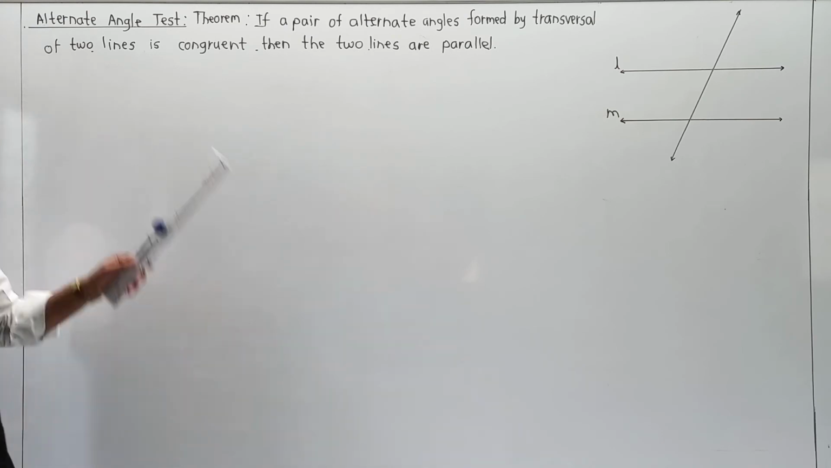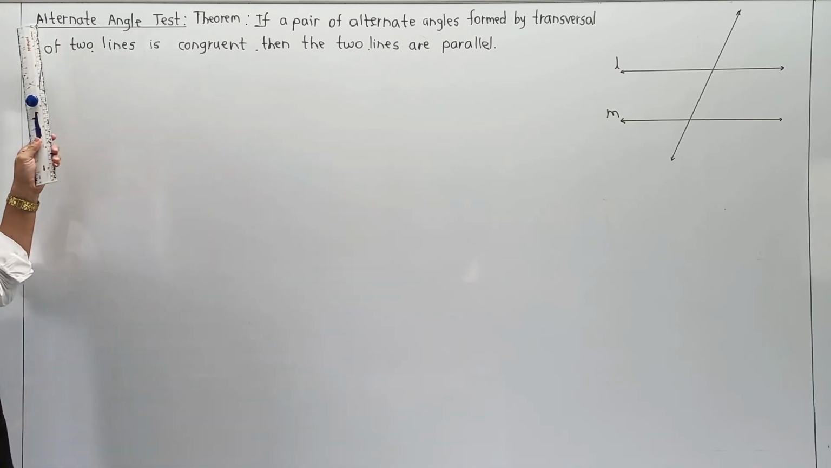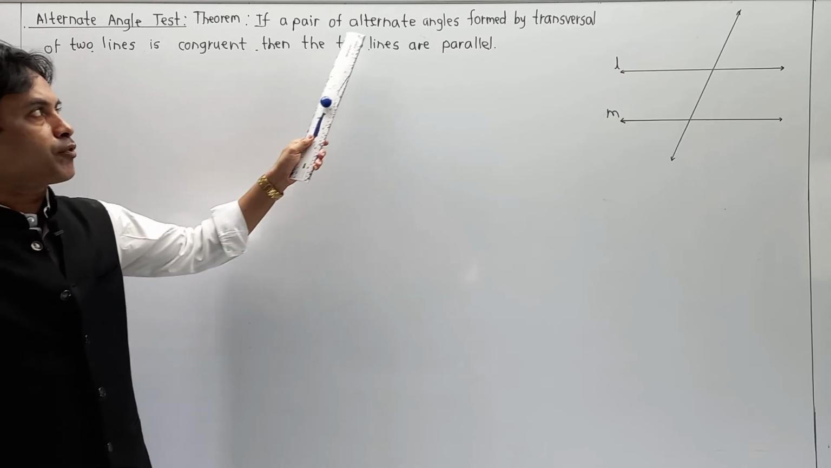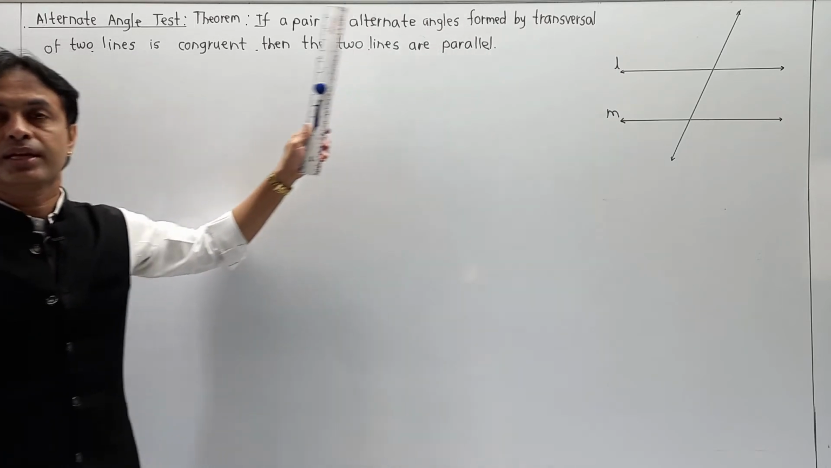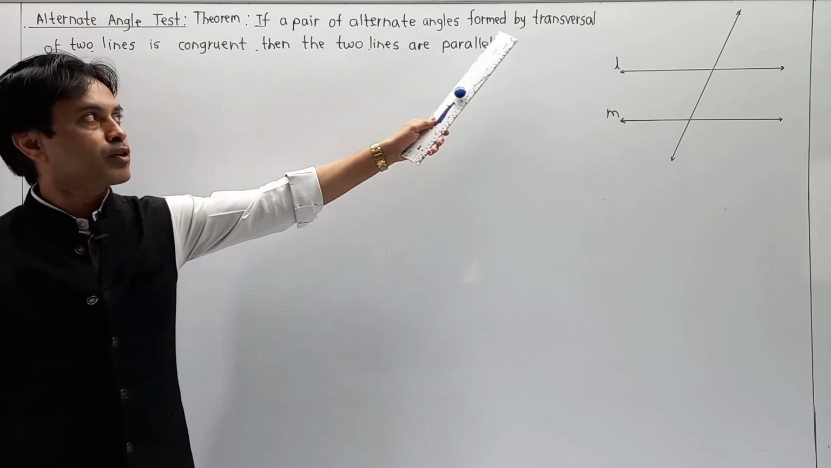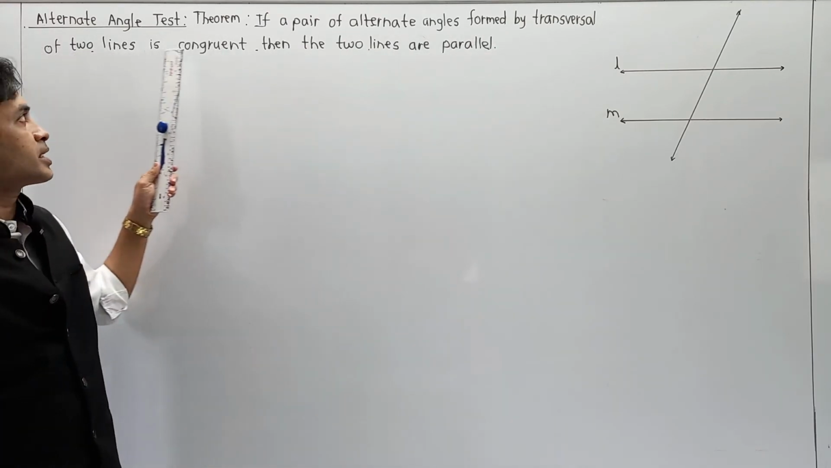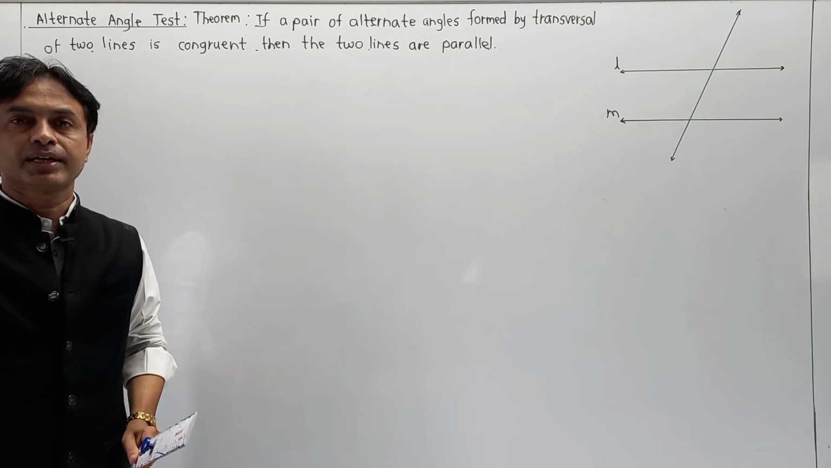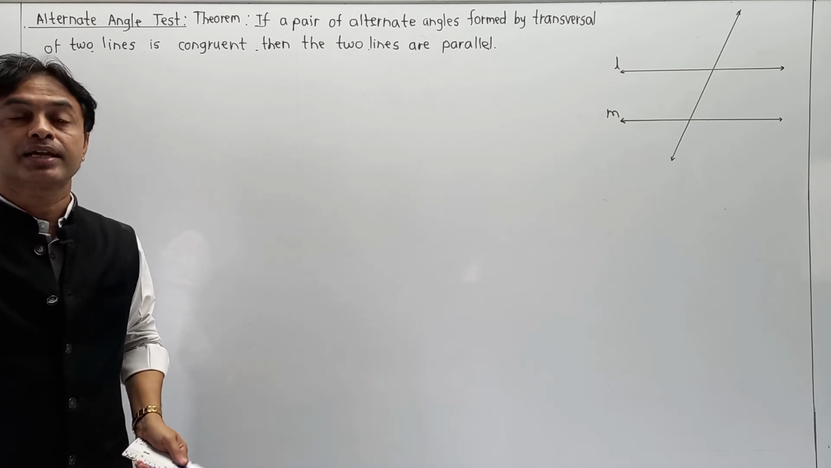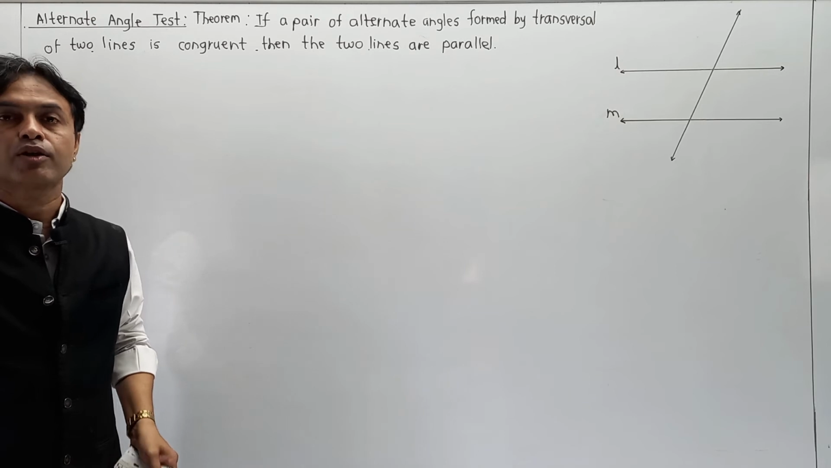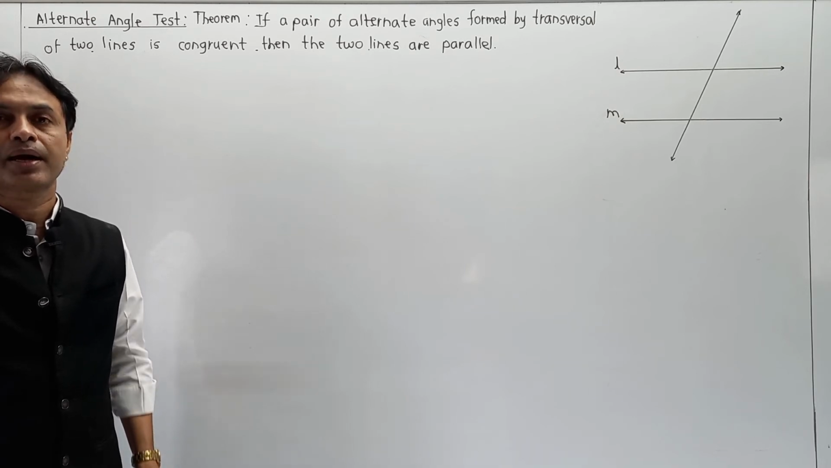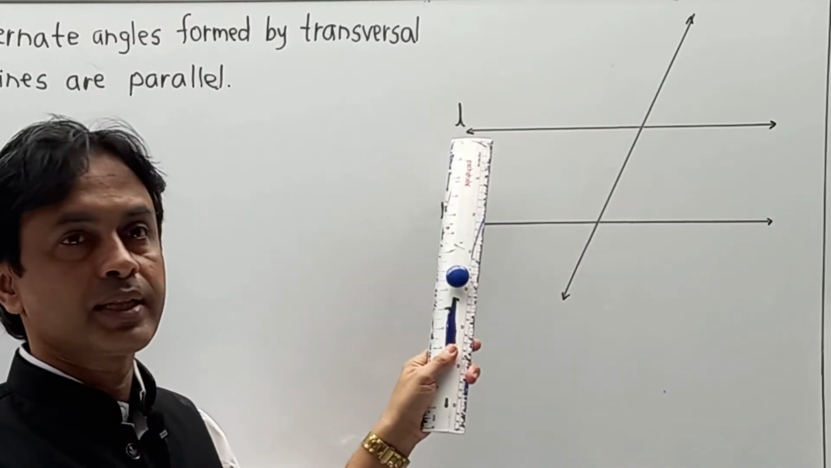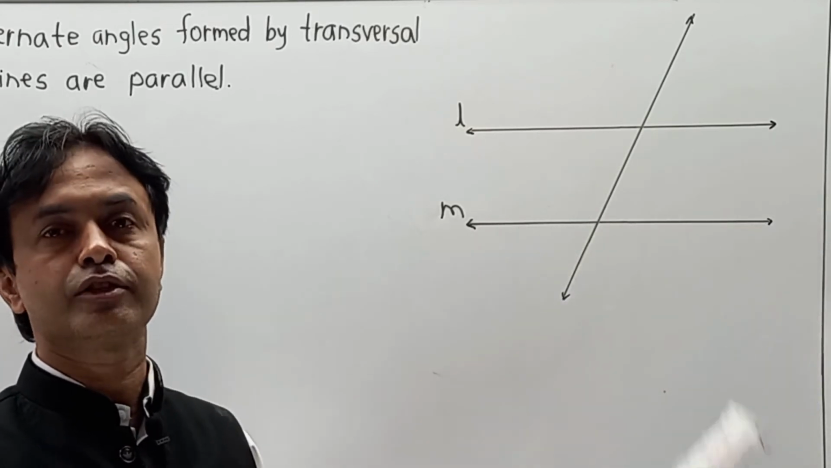Now the next theorem is the alternate angle test. Alternate angle test theorem: if a pair of alternate angles formed by a transversal of two lines is congruent, then the two lines are parallel. Means in the given condition there are two lines, one line is given as a transversal, and the alternate angles formed are congruent, then we have to prove that the respective lines are parallel. Now understanding that concept over here, they have given line L and line M. These are the two given lines.